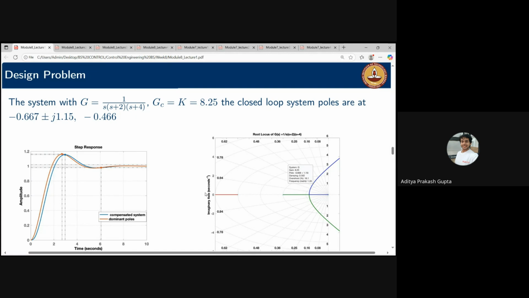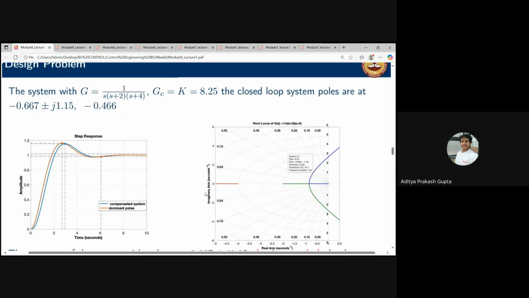Because the two roots are passing through the root locus, that is why the root locus can solve this problem. See, if the root locus is passing through the region where your design specifications are satisfied, then a simple P controller can solve this. Okay, that's what it is.